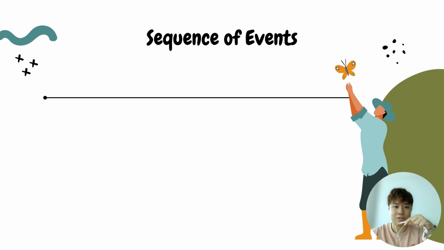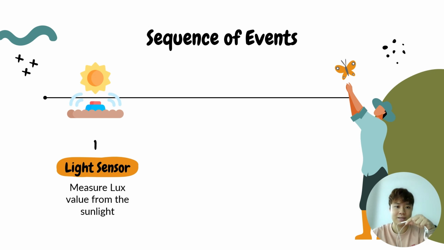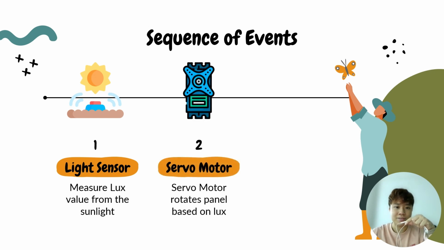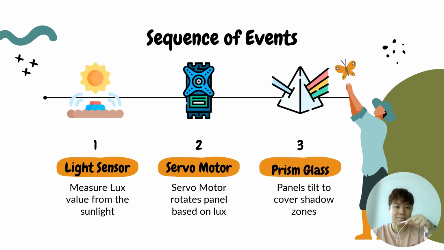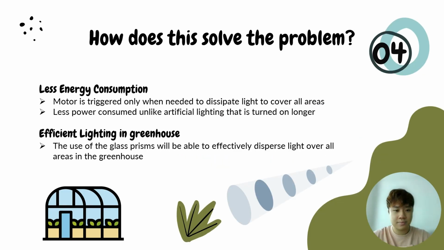Next, I would like to describe the sequence of events. First, the light sensor will measure the lux value from the sunlight. The servo motor will then receive the lux value and start adjusting the angle of the prism in the sandwich layer such that the lux value reaches an optimal value.